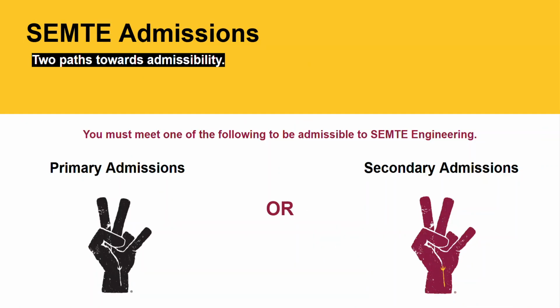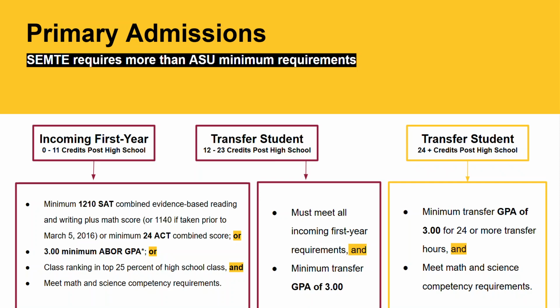Now, we have 2 paths towards admissibility, and you must meet one of the following: our primary admissions criteria or our secondary admissions criteria. All of our SEMTE programs require more than the ASU minimum requirements for our primary admissions criteria.